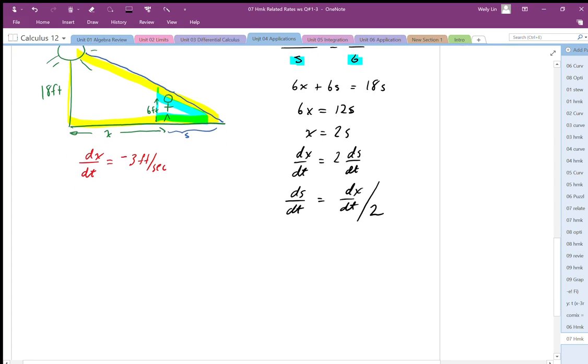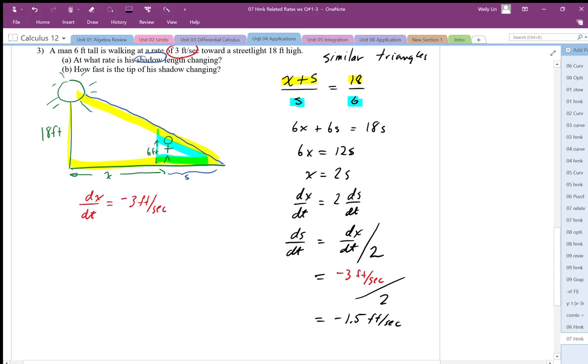And so plugging that in, my dx by dt, we figured out as negative 3. It was given to us as negative 3 feet per second. And then we divide that by 2. And we end up with negative 1.5 feet per second. So because the shadow length, this is always going to be in a 2-to-1 ratio, the shadow length is going to change at a rate half the speed of x.